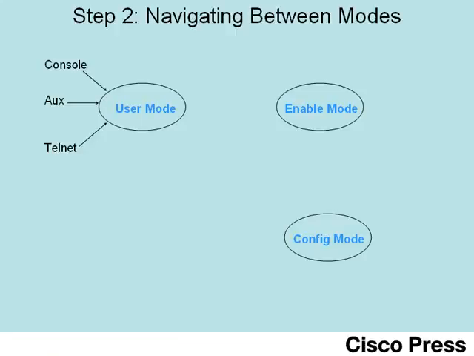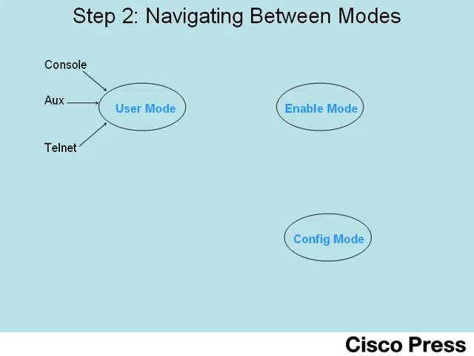Next, let's move on to step 2. In step 2, we'll examine the 3 most important modes of the iOS command line interface, namely user mode, enable mode, and configuration mode. These modes allow the users to use different commands and do different things, so it's important that you move to the correct mode before you do the command that you need to do.